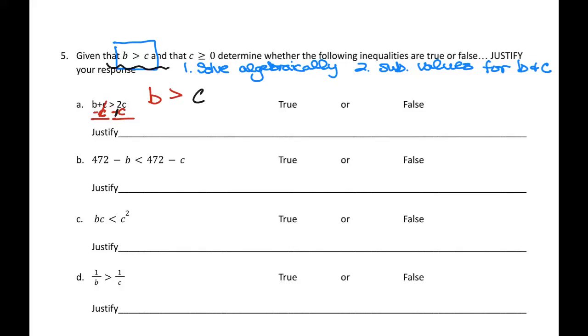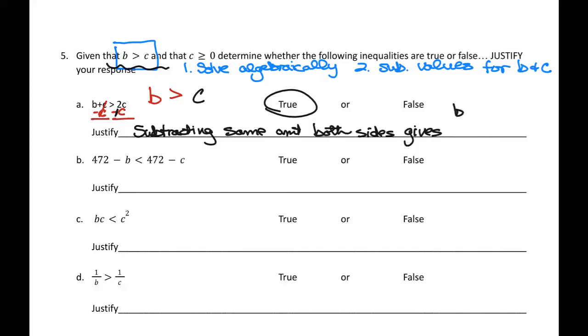So I would say that is definitely true. So to justify it, I would say something to the effect of subtracting the same amount from both sides gives B, which is greater than C, which was given. Something to that effect. Okay?